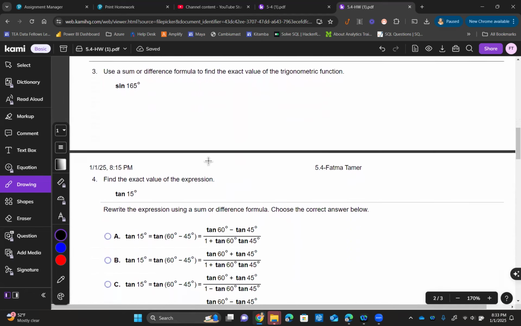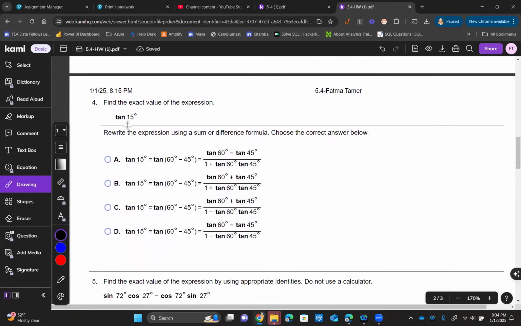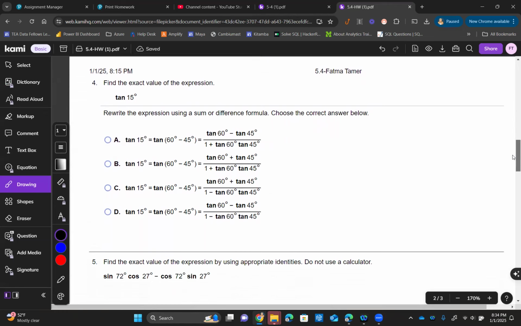Number 3 is pretty simple. Using the sum and difference formula, you can just find the value for sine of 165. You just have to think, 165 is the sum of what two famous angles? Same thing for tangent 15. It's very easy. You will find the equivalent, and they even tell you on the homework that 15 is 60 minus 45, and they help you to figure out this first part. You just have to match it with the correct formula.